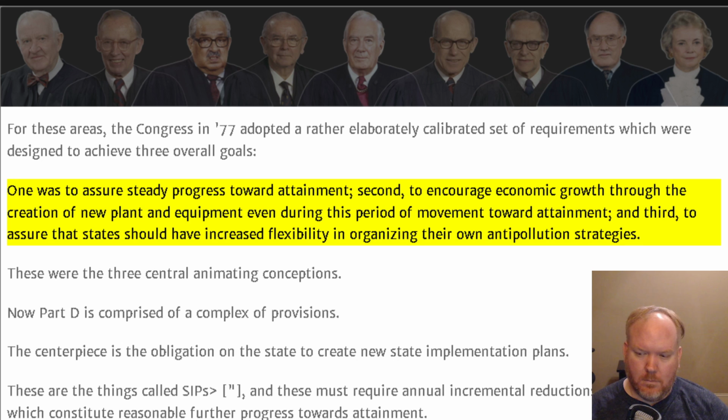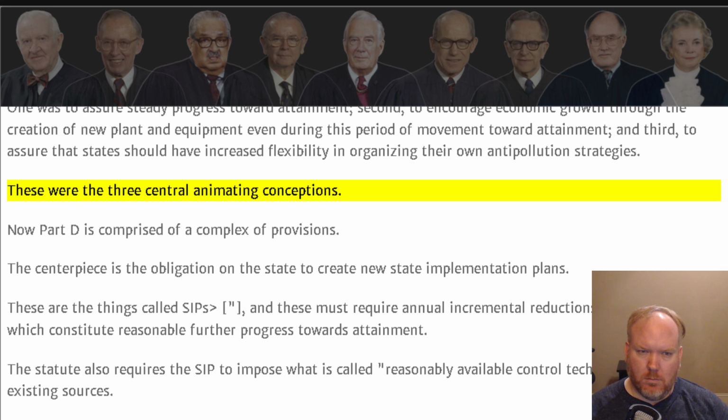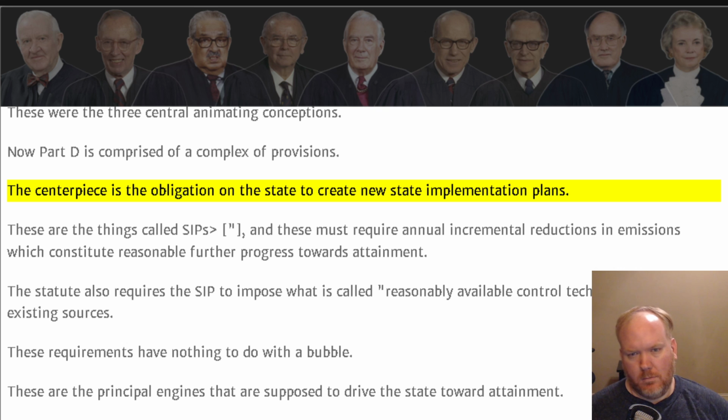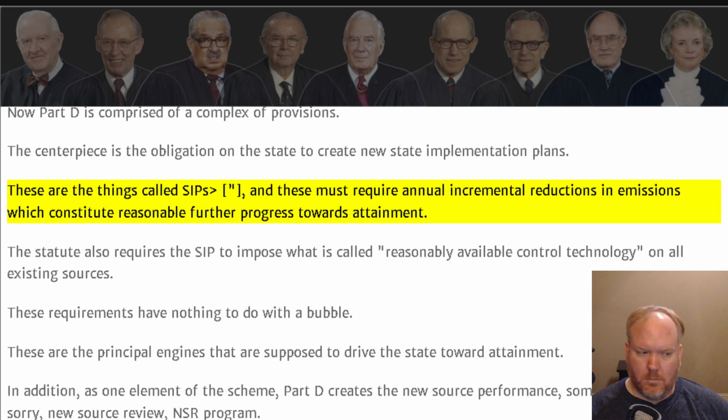One was to assure steady progress toward attainment. Second, to encourage economic growth through the creation of new plant and equipment even during this period of movement toward attainment. And third, to assure that states should have increased flexibility in organizing their own anti-pollution strategies. And these were the three central animating conceptions. Now, Part D is comprised of a complex of provisions. The centerpiece is the obligation on the state to create new state implementation plans. These are the things called SIPs.